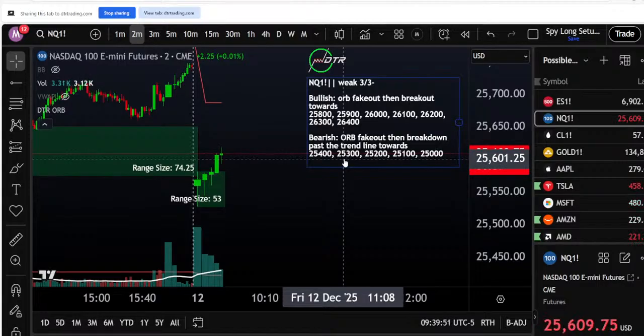Well, it's a week 3 for 3. And we're within striking distance of all-time highs. So I would say that it's a two-way tape, not a bullish or bearish bias.